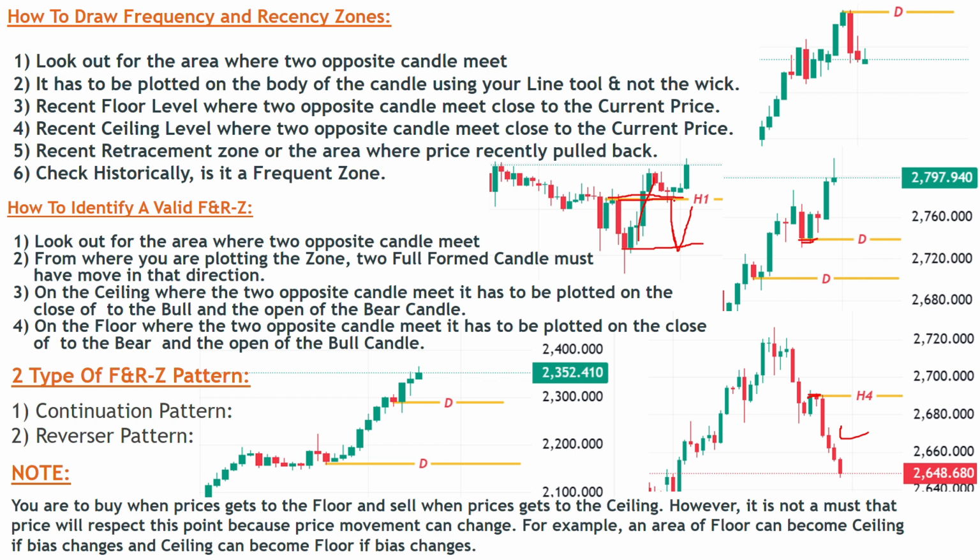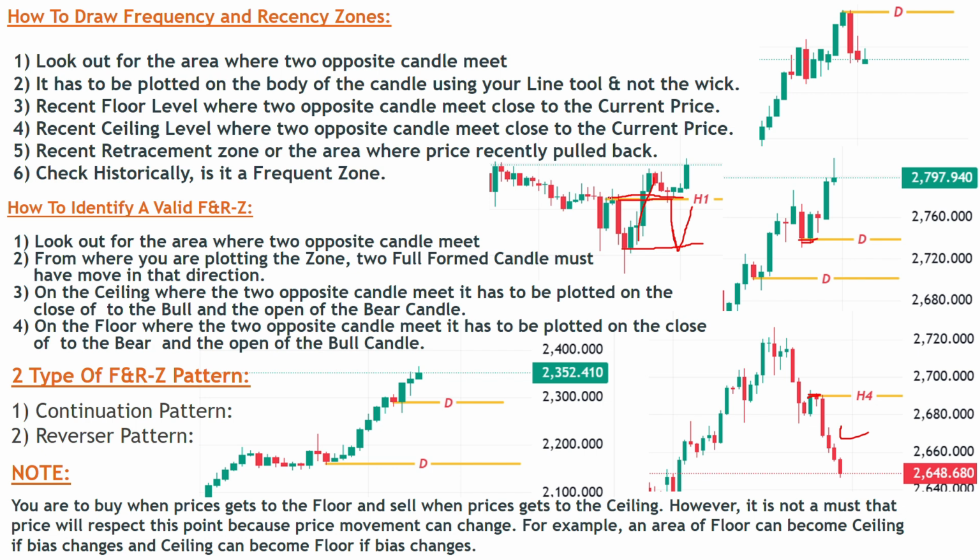Number six, check historically: is it a frequent zone? If you watch closely now, you can see this is the current zone, right? Good. And this makes it what? It has happened before historically. So that makes this zone very powerful because it has happened before. It is a frequent zone. That makes it frequency. Have you seen that zone frequently before? Yes. One, the first one, which is the recent one, frequency. That makes it a frequency and recency zone.